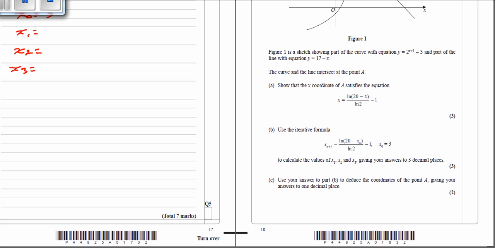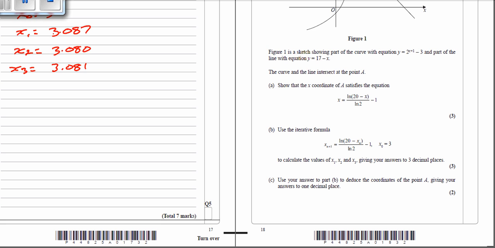So put that into the calculator. To 3 decimal places, for x1 I get 3.087. And then what you do is you put that answer back into the calculator, and you get 3.080. And then you put that answer back into the calculator, and you get 3.081.